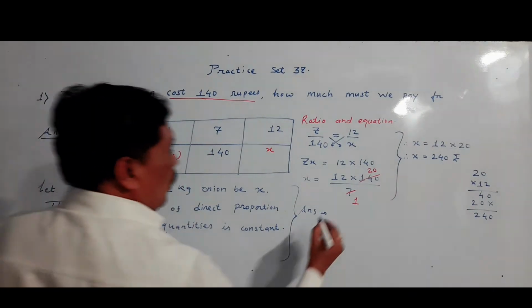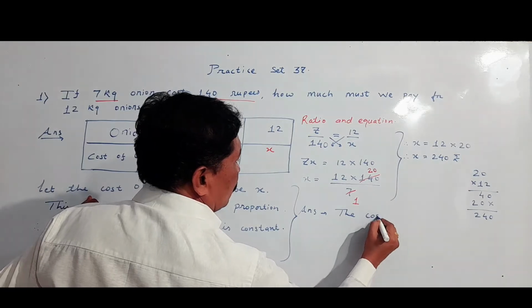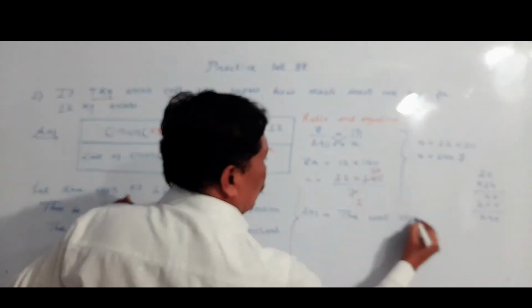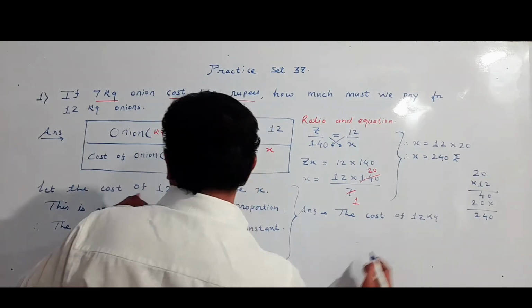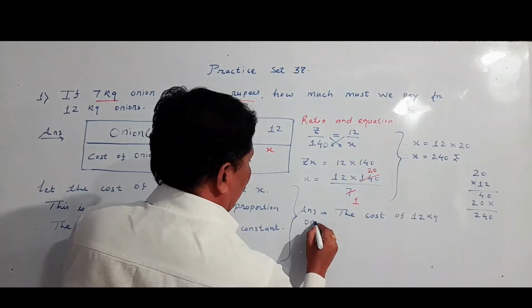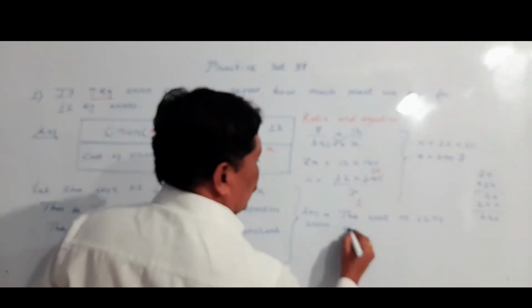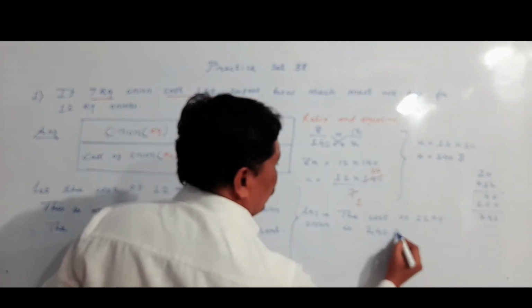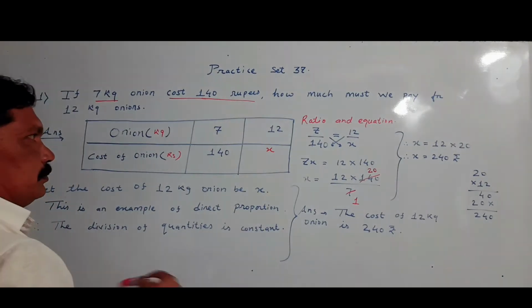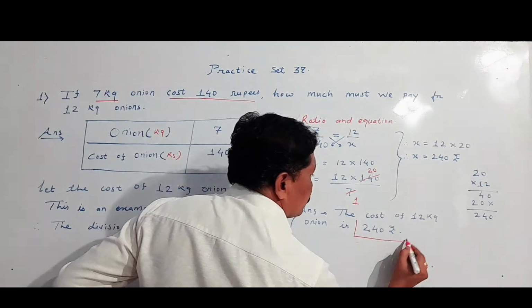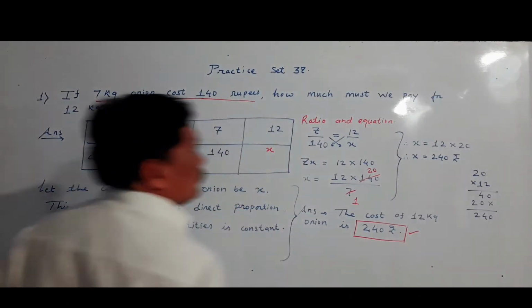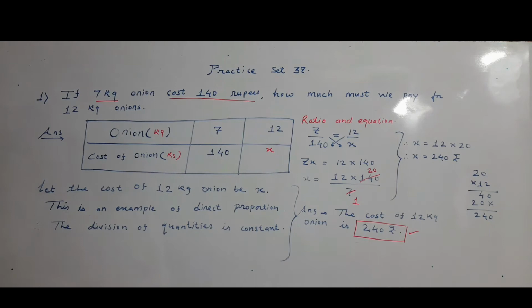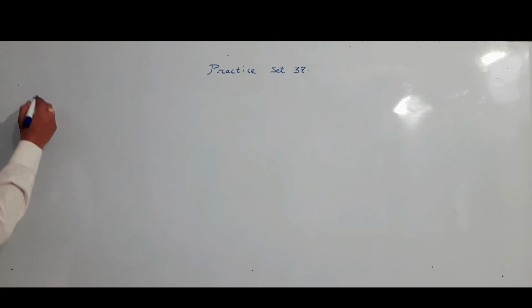Answer. The cost of 12 kg onion is 240 rupees. We will study the next problem. Problem number 2.